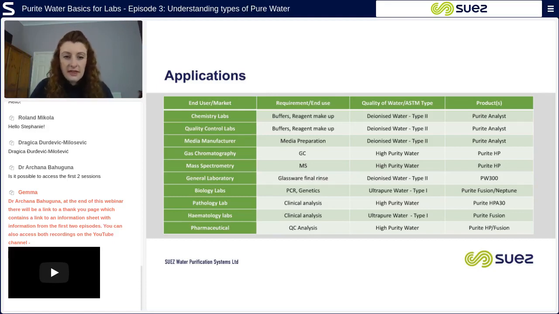So on the left-hand side of the table, you can see the different laboratories. In the middle, you can see different applications and different types of water. And then on the right-hand side, you can see some of our products that produce the different water types.